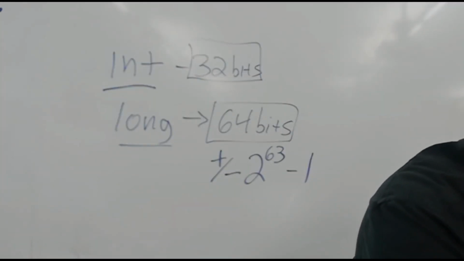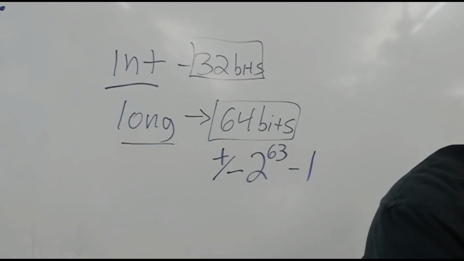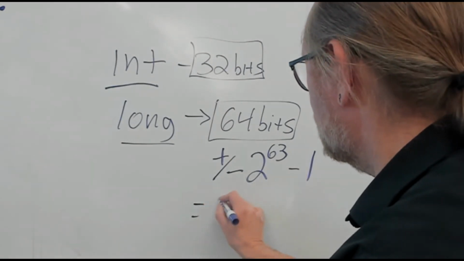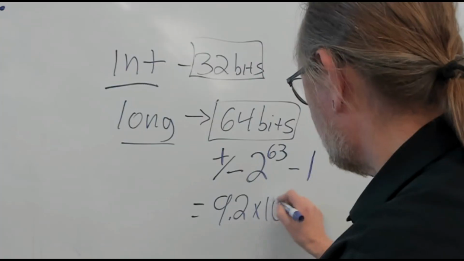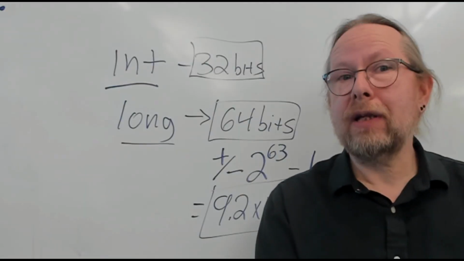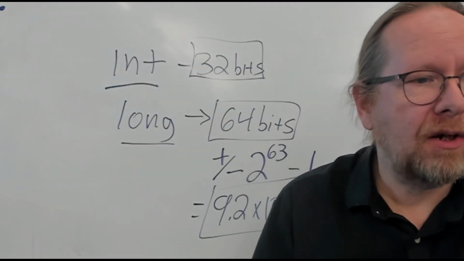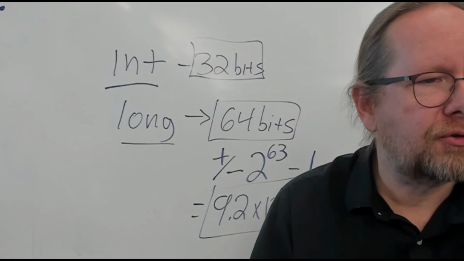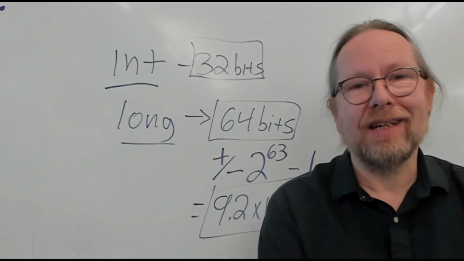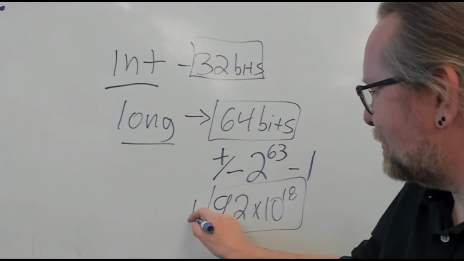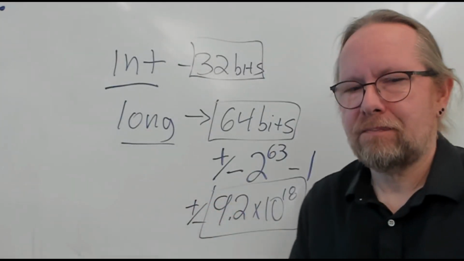What is 2 to the 63? 2 to the 63 is 9.22 times 10 to the 18th. That's 9 trillion. Okay, or was that quintillion? Scientists don't use names once you get above a trillion. That's 9 times 10 to the 18th. It's 9 quintillion, from plus 9 quintillion to minus 9 quintillion.